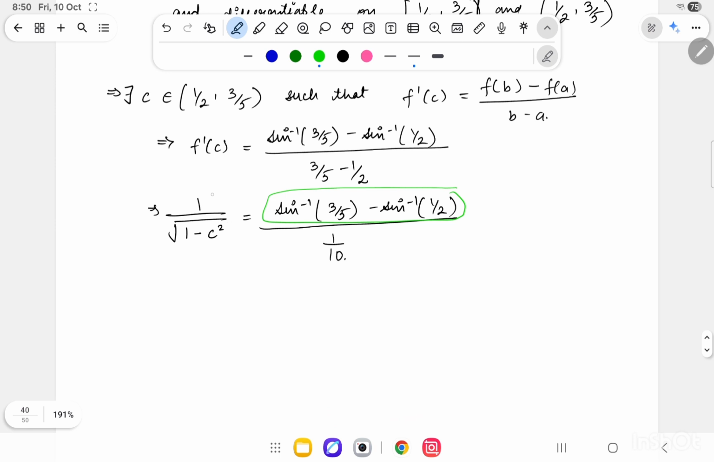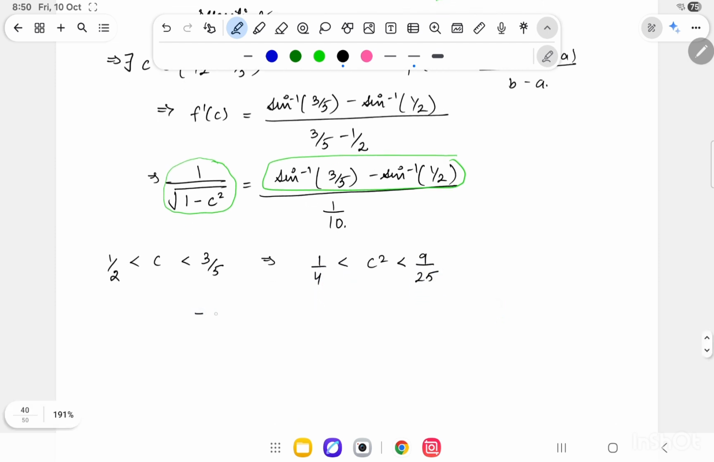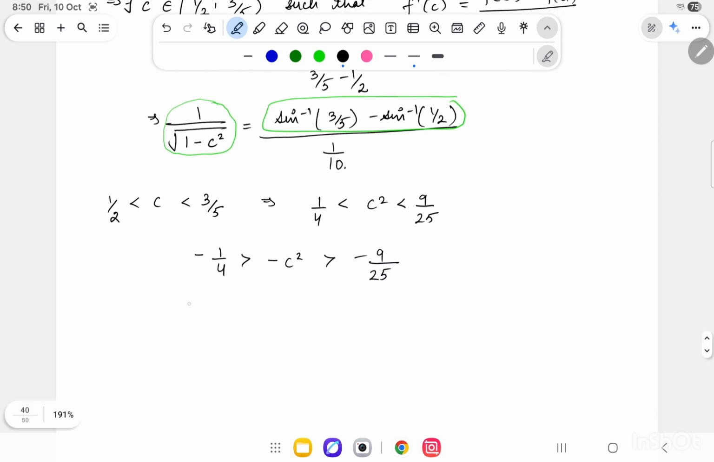In order to show that, first let's see in what interval this belongs. We know that c is less than 3/5 and greater than 1/2. So from here I can say that c square will lie in between 1/4 and 9/25. Now if I multiply by minus 1 throughout, it will be minus 1/4 greater than minus c square greater than minus 9/25. Now I can add 1 throughout, so it will be 1 minus 1/4 greater than 1 minus c square greater than 1 minus 9/25.